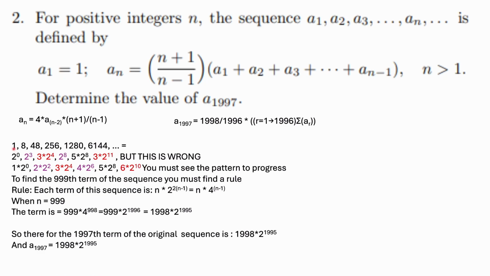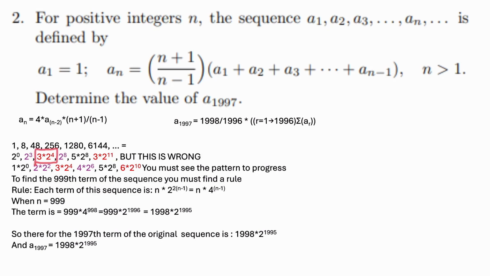So these are the odd numbers again, 1, 8, 48, the odd numbered terms of the sequence. And I try finding a rule between these numbers, but it doesn't work because you have to see another pattern. If you look at this, you see the fifth term of the odd sequence is 5 times by 2 to the power 8. And the third term is 3 times by 2 to the power 4.